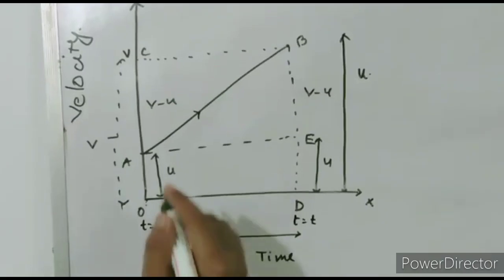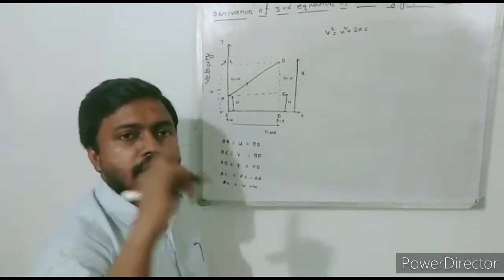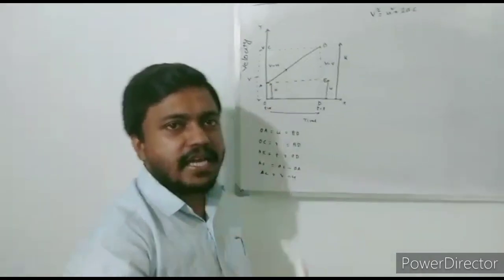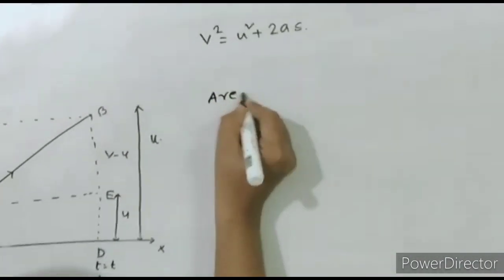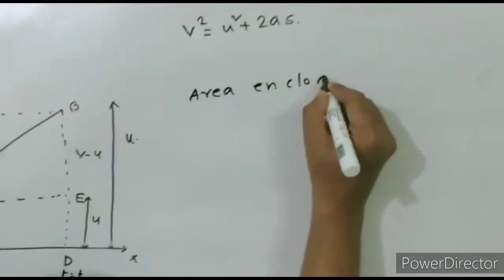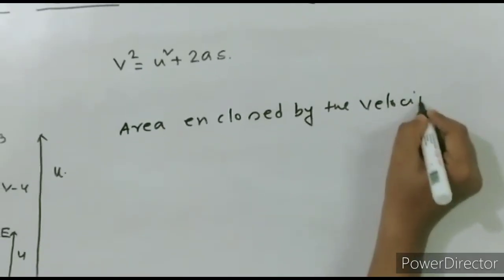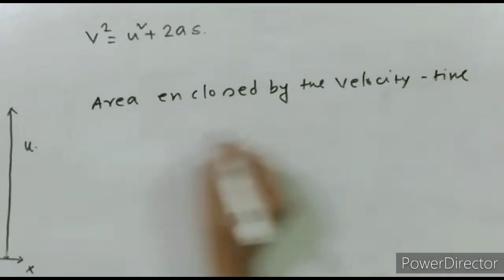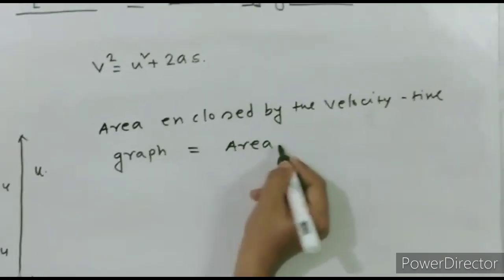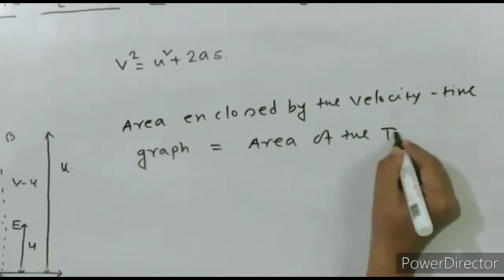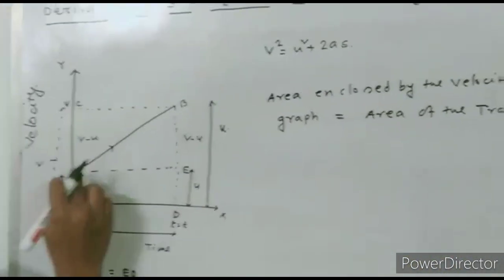Now students, we can find the displacement covered by the body. If you want to find the displacement from a velocity time graph, then we find the area enclosed by the velocity time graph. So the area enclosed by the velocity time graph equals the area of the trapezium OABD.